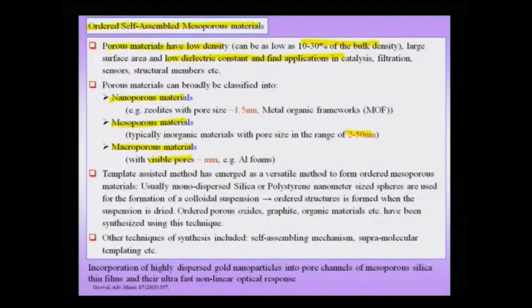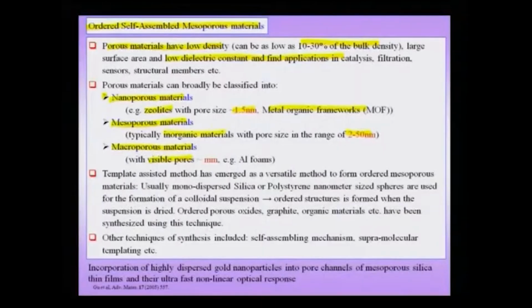Now, as we said, these porous materials can exist in 3 length scales. The nanoporous materials, and nice examples of these are zeolites and metal organic frameworks, and here the pore itself can be considered part of the crystal structure. That is why the pore size is extremely small, of the order of 1.5 nanometers. So, these are pores within, in some sense, the crystal structure itself.